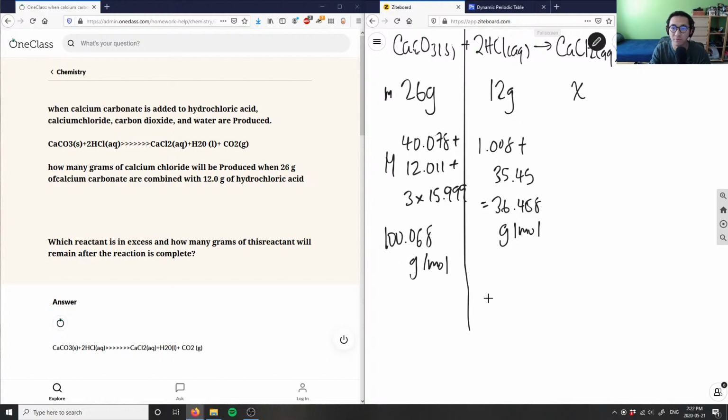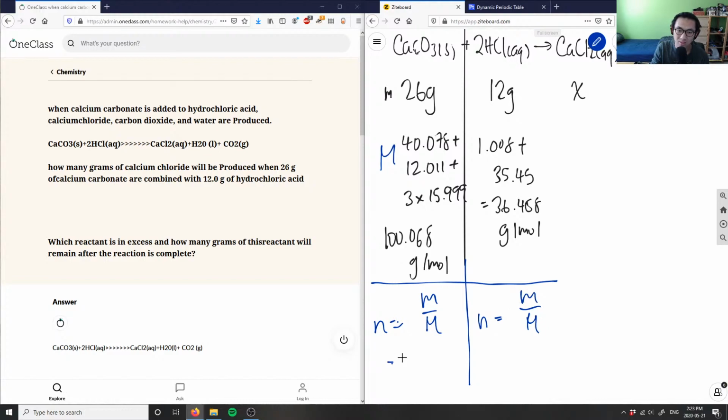And what I can do now is I can find my moles, right? So this here was my molar mass. Let me write this in blue here. I want to find the moles now of these two guys. So the moles is simply going to equal my mass divided by molar mass, right? So n equals mass divided by molar mass. So calcium carbonate at 26 grams, divided by the molar mass of calcium carbonate, 100.086. I'm going to get a value of 0.2598.